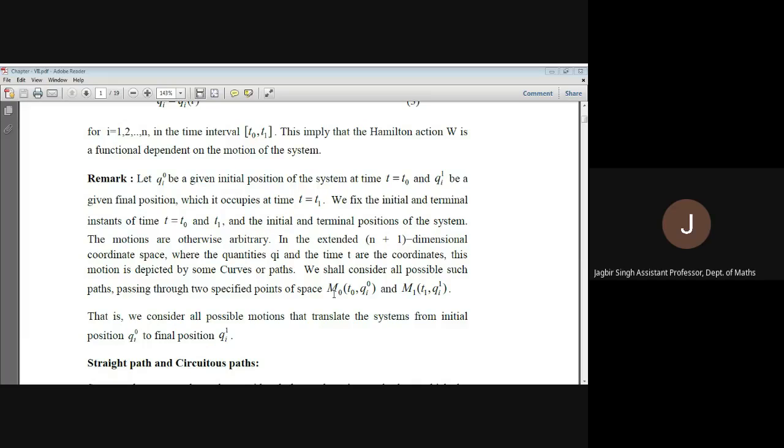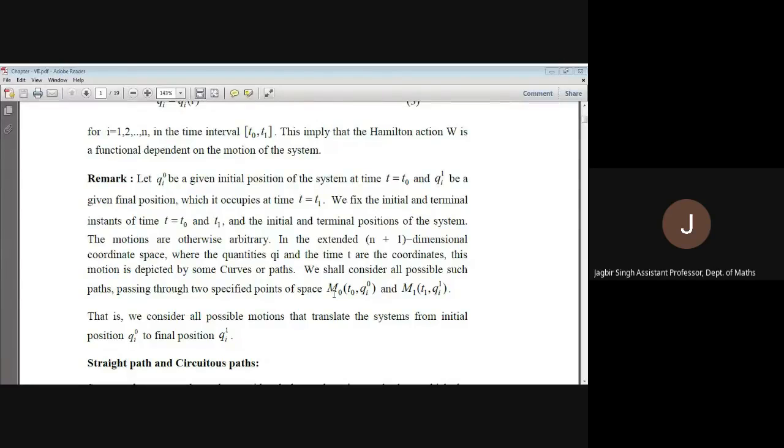First of all, we are just fixing the initial and terminal positions. It means we are assuming that the initial positions of all the particles are the same and the final positions are similar, meaning there is no variation. Otherwise, the particles can move.